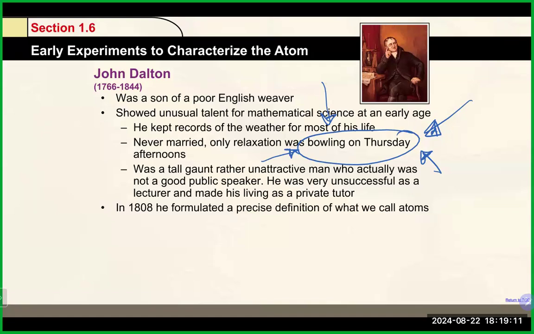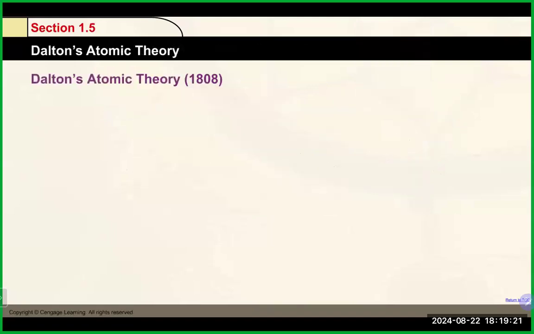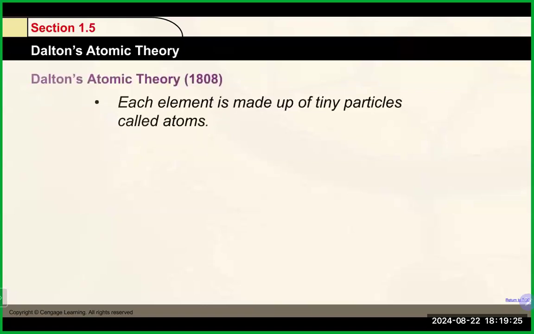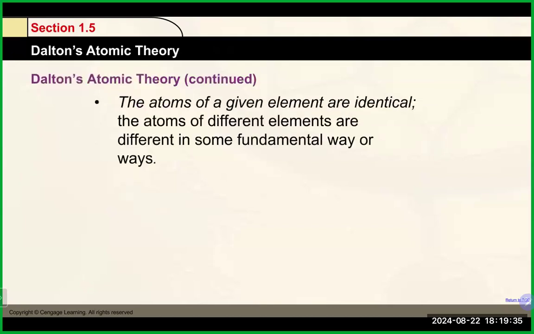But really, besides going bowling on Thursday, what he's known for is that he did formulate Dalton's atomic theory, which tried to explain what's going on with atoms. And let's take a look at some of the main parts here of Dalton's atomic theory. The idea here is he said that each element is made up of tiny particles, which are atoms. He also said that atoms of a given element are identical.